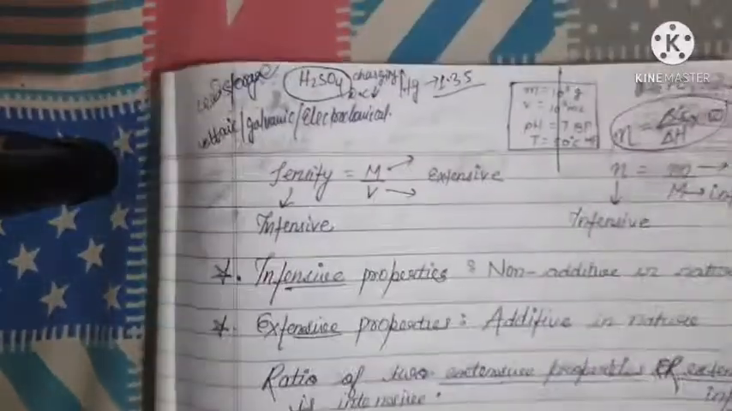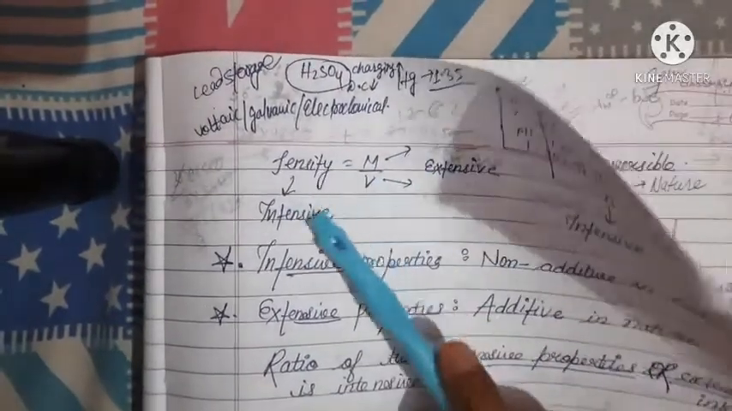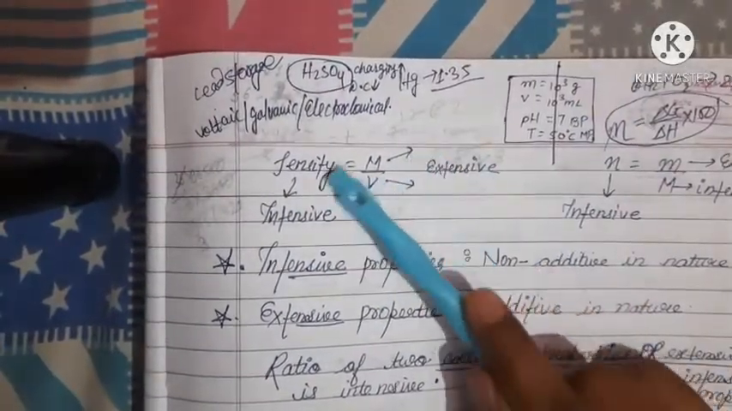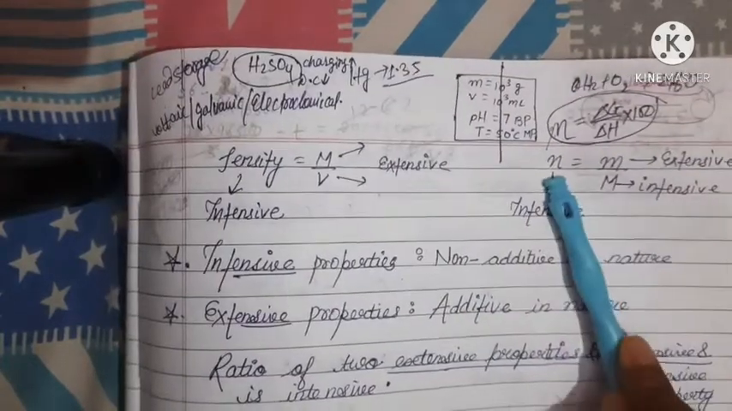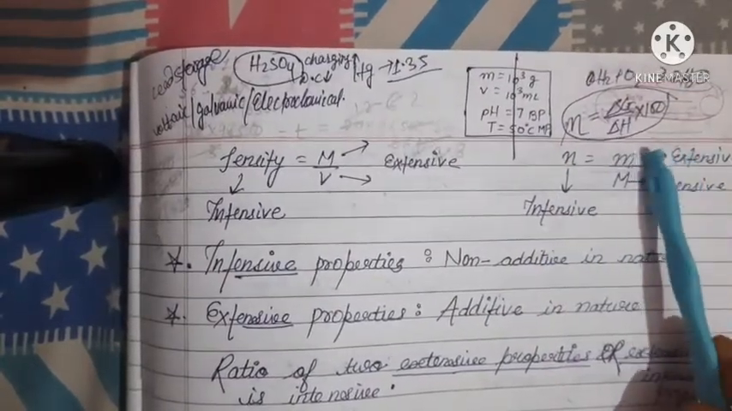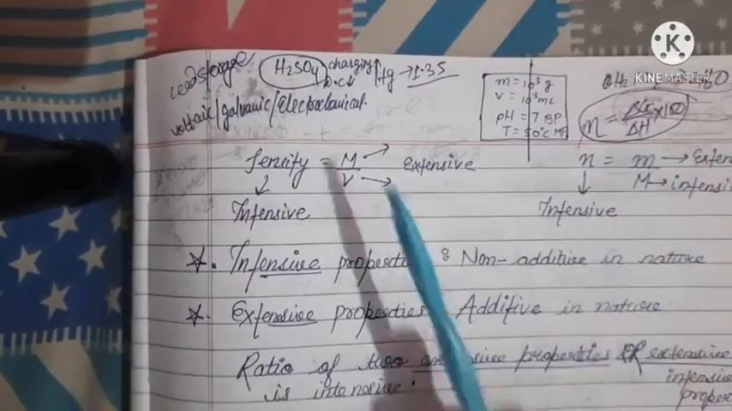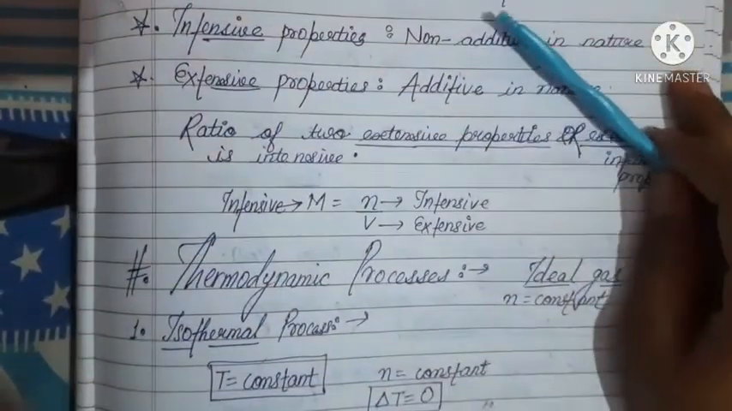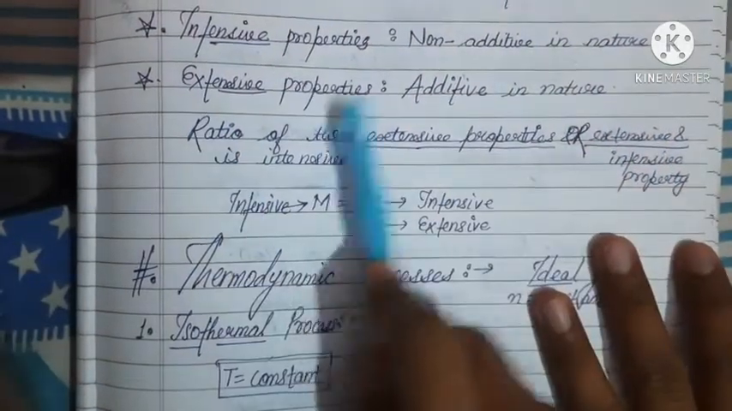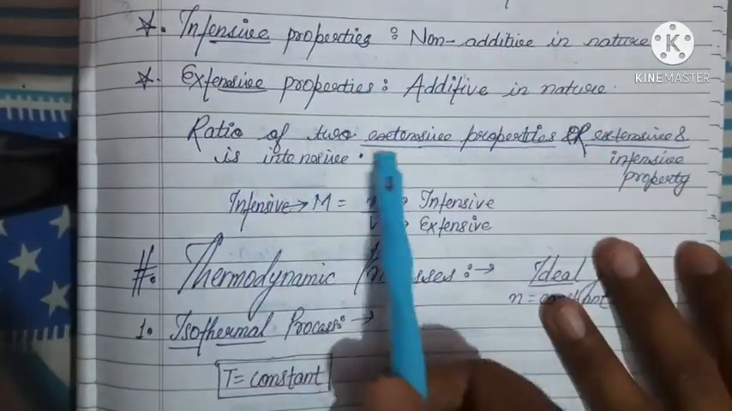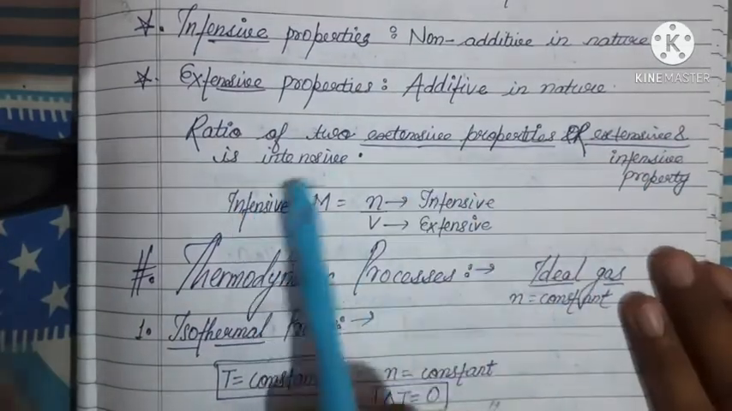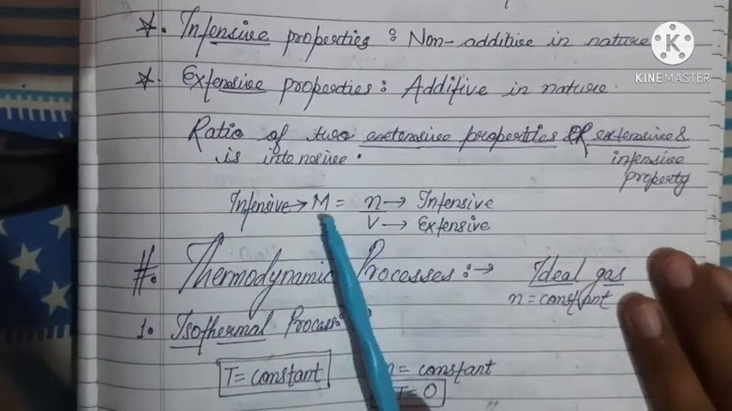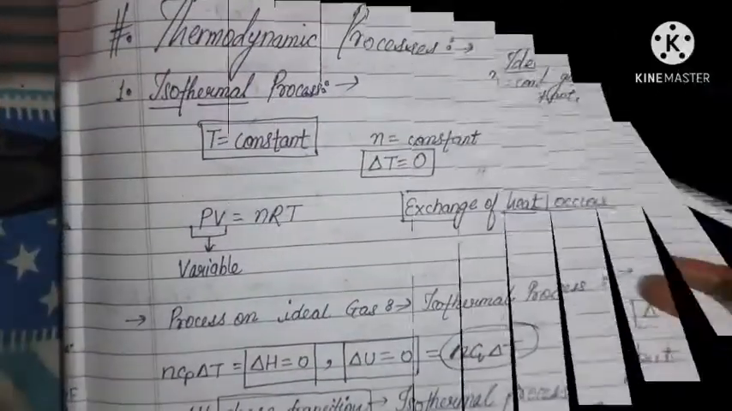Okay. Like you can see, density is intensive. Division of two extensive properties is intensive. Mass and molar mass are extensive and intensive. So, extensive upon intensive gives intensive, and extensive upon extensive gives intensive. Now, intensive properties are non-additive in nature, extensive properties are additive in nature. Ratio of two extensive properties or extensive and intensive property is intensive. Intensive, M equal to M by V. Now, thermodynamic processes.